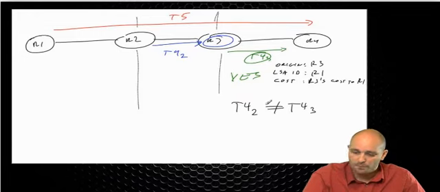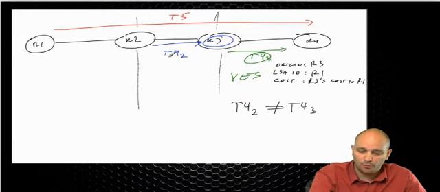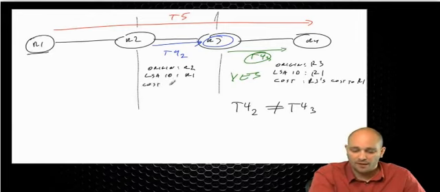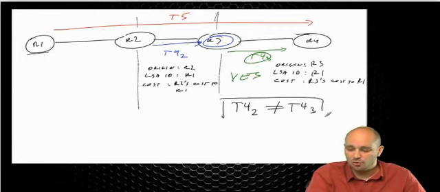to R1. And the information here would be that the origin is R2, the LSA ID will be R1, because this is what we are talking about. We are talking about R1's router ID, and the cost would be R2's cost to R1. So these two are not the same.